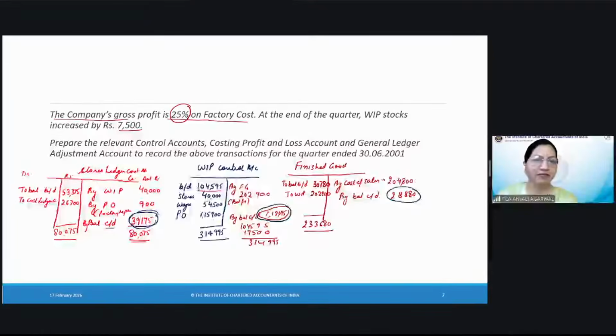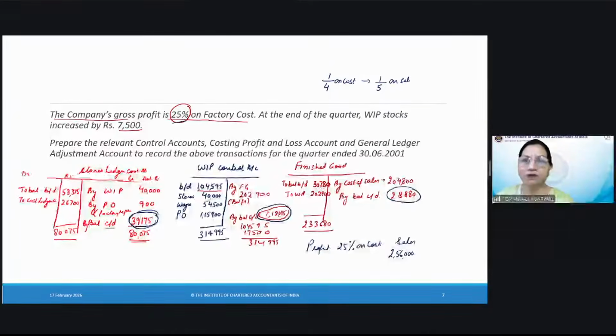I'll explain again. First, there was a query, so I'll explain the 25% on factory cost. So profit is mentioned as 25% on cost and sales is given to us. Now, if profit is given 25% on cost and cost is given, it is easy to calculate the 25% profit. But profit is given as a percentage of cost and the figure of sales is given. So what do we do? What is a profit percentage on cost? Reduce it to a fraction. 1 by 4 on cost becomes 1 by 5 on sale.